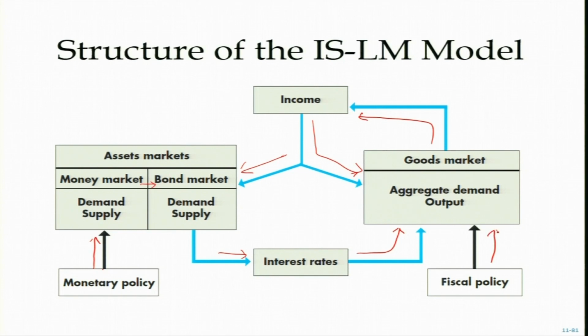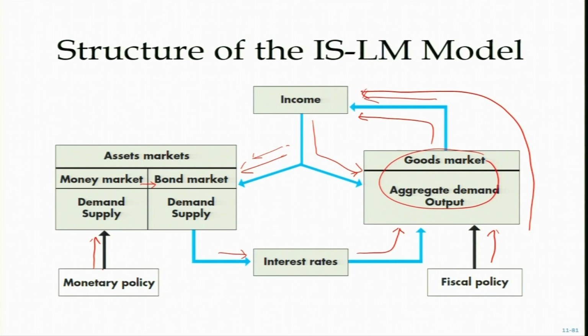Similarly, fiscal policy is going to directly impact the goods market, then it will increase the income in the economy, and then you can see that because of the increase in income, it has an impact on the money market and bond market. So we have seen the change in interest rate actually coming from fiscal policy in this way.